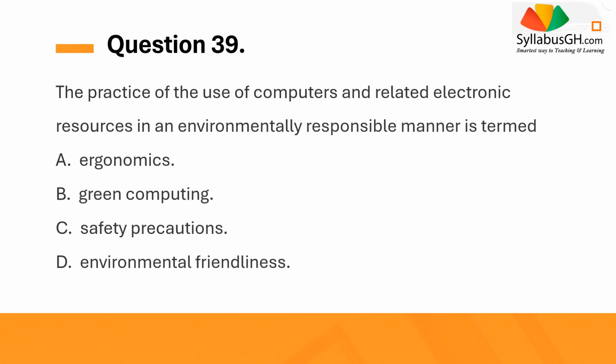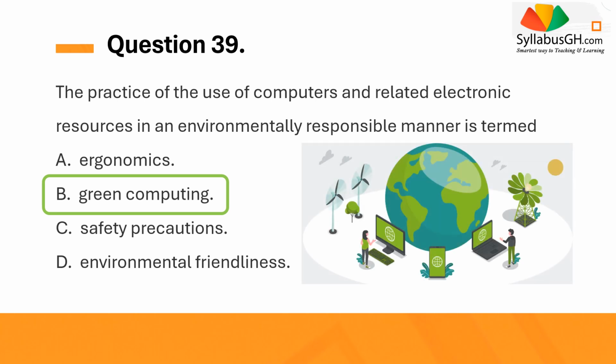Question 39. The practice of the use of computers and related electronic resources in an environmentally responsible manner is termed A. Ergonomics. B. Green computing. C. Safety precautions. D. Environmental friendliness. The correct answer is B. Green computing. Green computing refers to the practice of using computers and related resources in an environmentally responsible manner, aiming to reduce energy consumption, minimize waste, and promote sustainability.